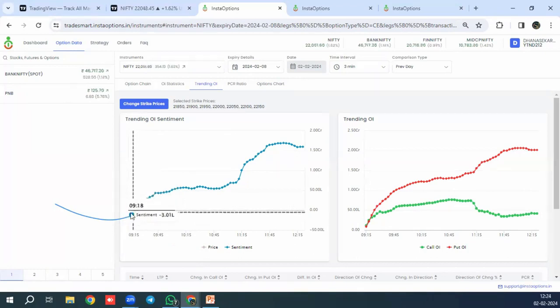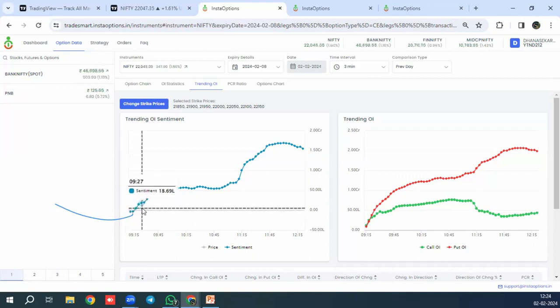Okay. Now here you can see, initially sentiment was minus 3.7 lakhs. Then it increased to minus 3 lakhs, then increased to 5.23, then increased to 15, then increased to 18, right? So the first 5 indications we have got are on the bullish side. So at 9:30, we can enter the trade, which will be on the bullish side.